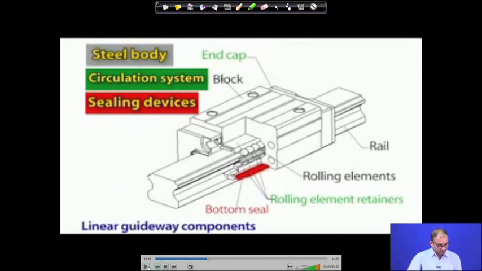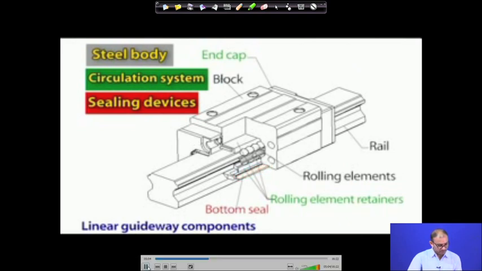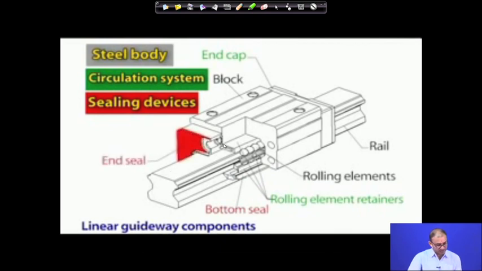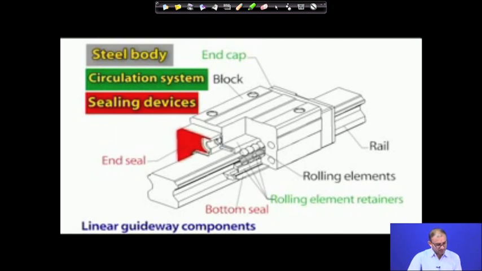And other than that bottom zone, we have this particular end cap in this part. So, this is called end sealing. End sealing has the same function, but it will prevent these impurities from entering from the end part, and this is from the bottom part.